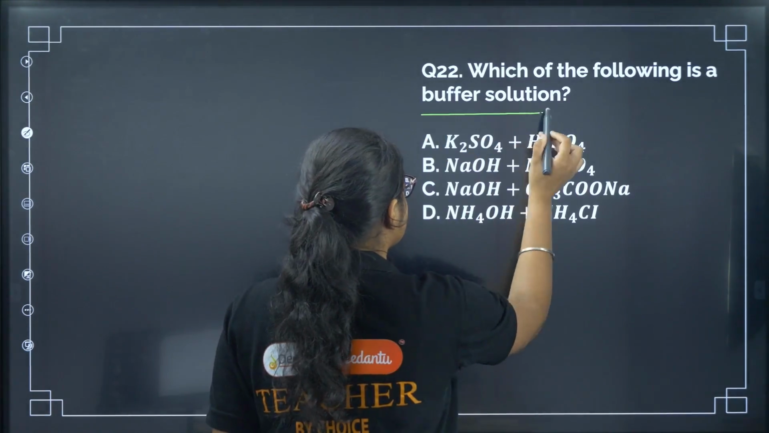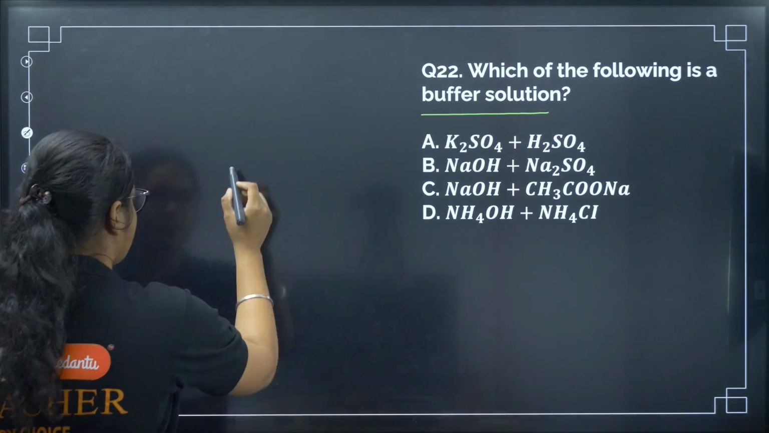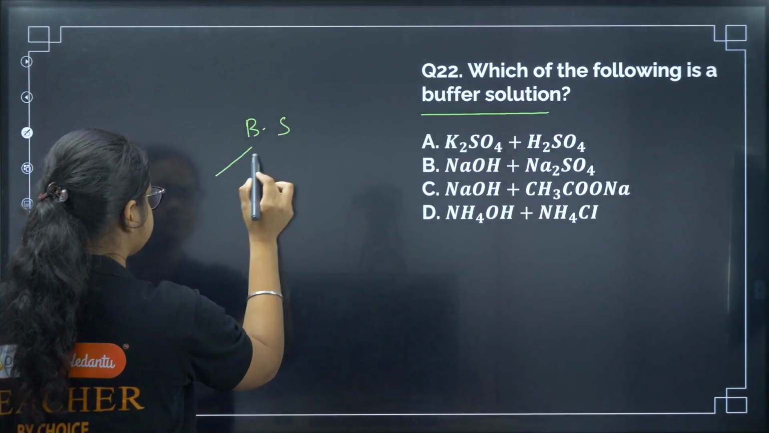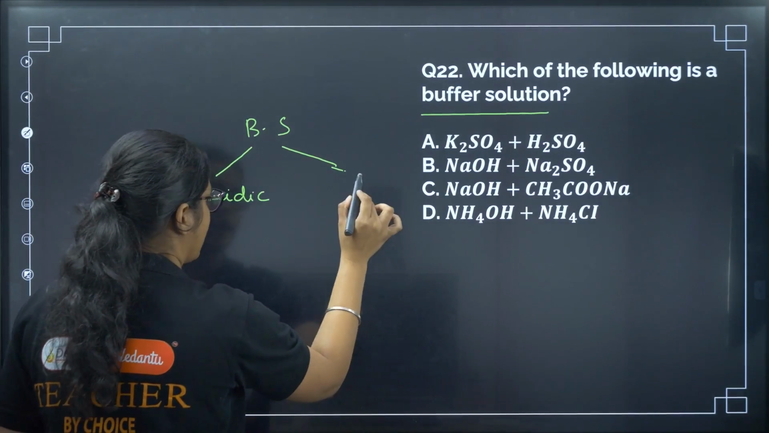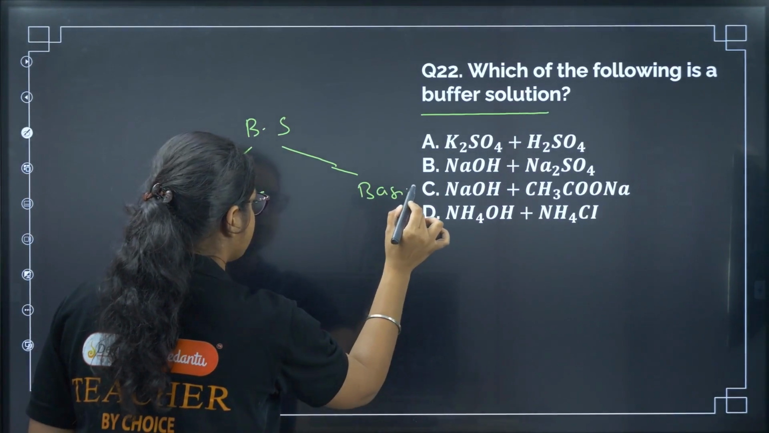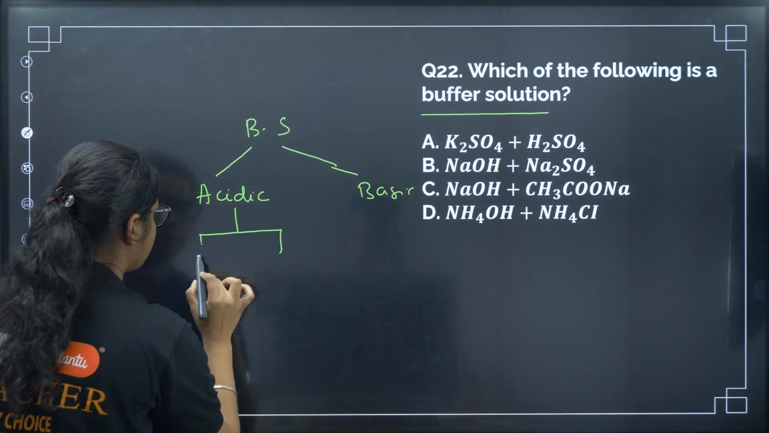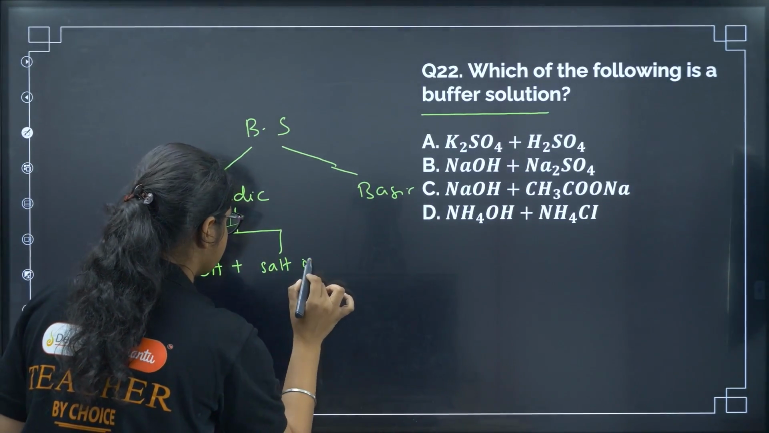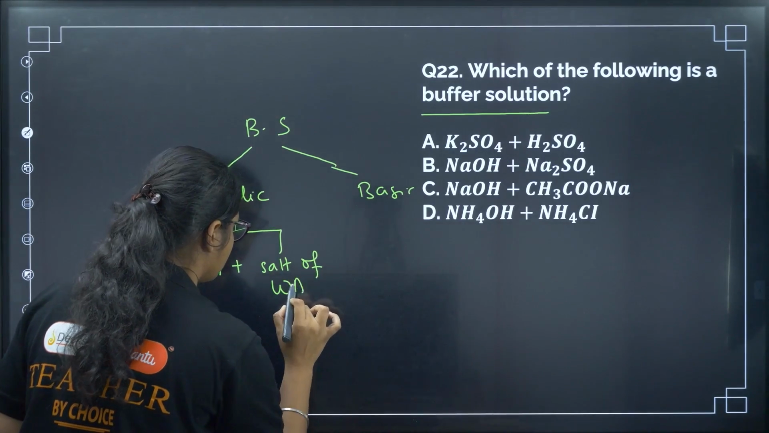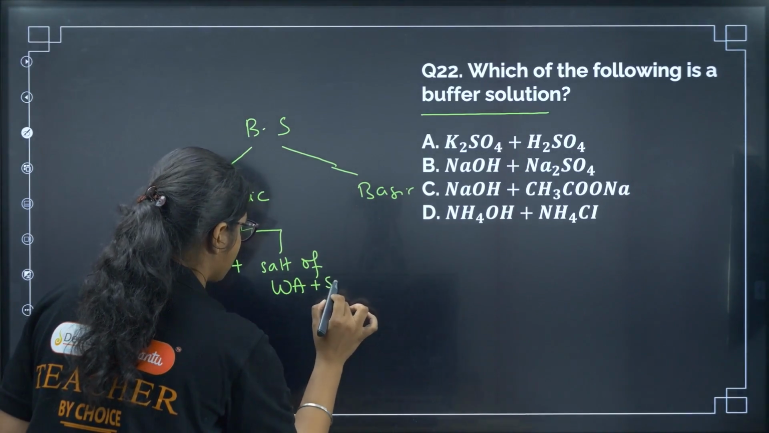Which of the following is a buffer solution? So here you should remember about buffer solution. There are two types of buffer solution. One is acidic and one is basic, right? So acidic buffer solutions are made up of weak acid plus salt of weak acid. Okay. Salt of weak acid and strong base.